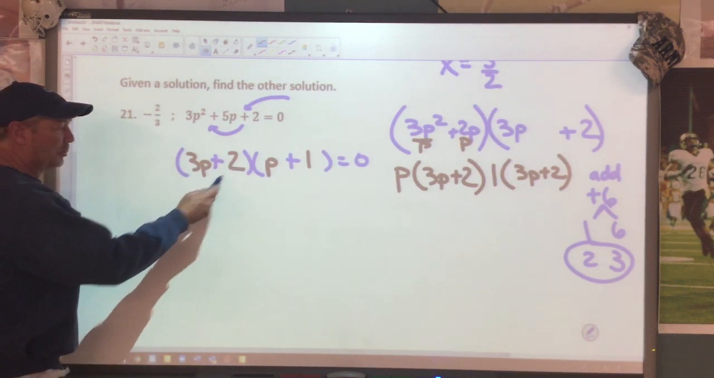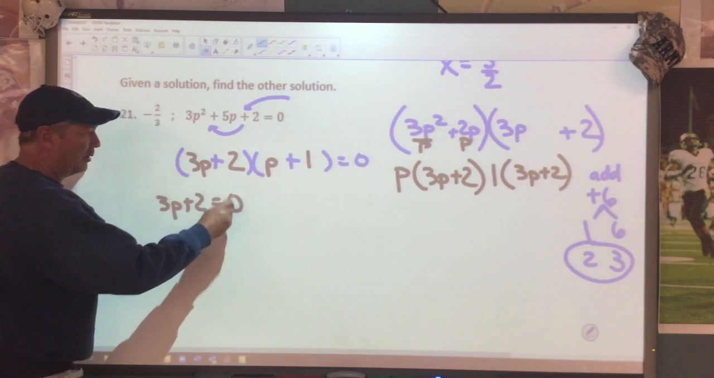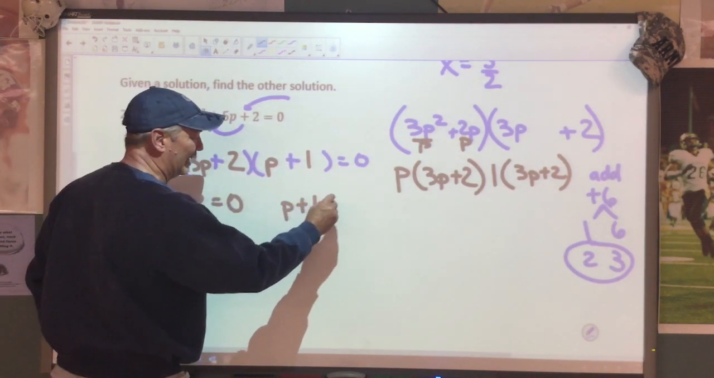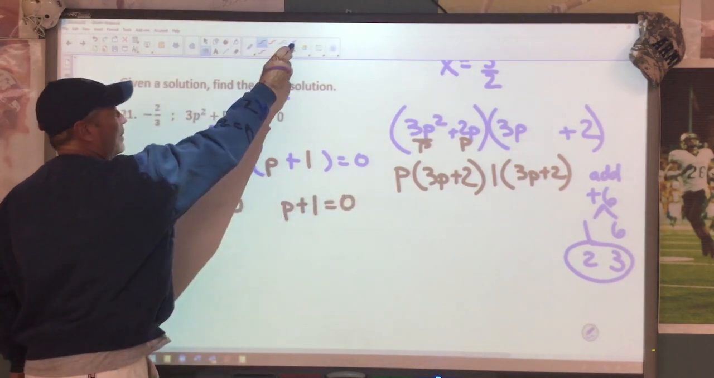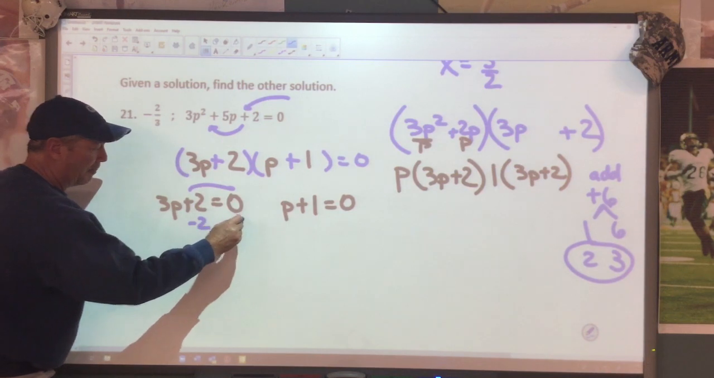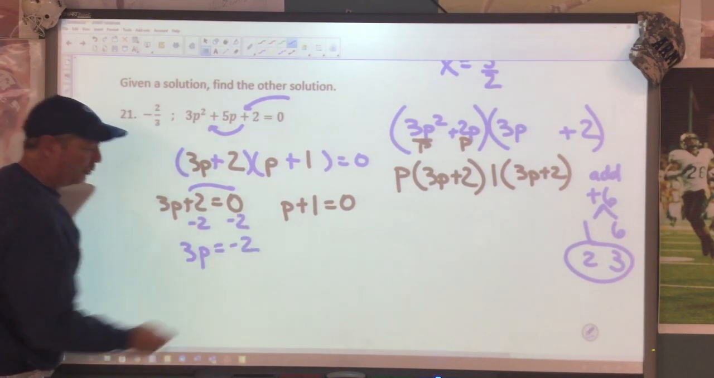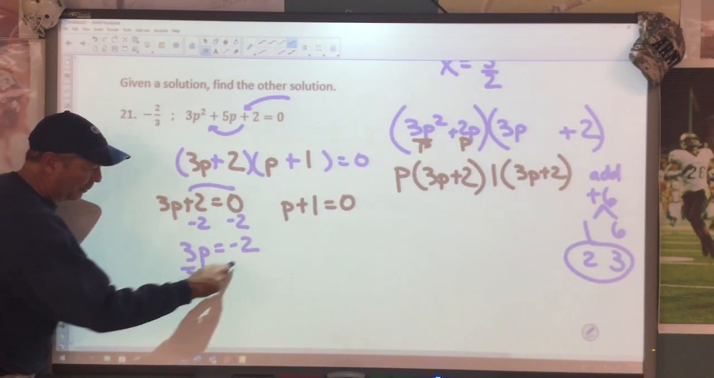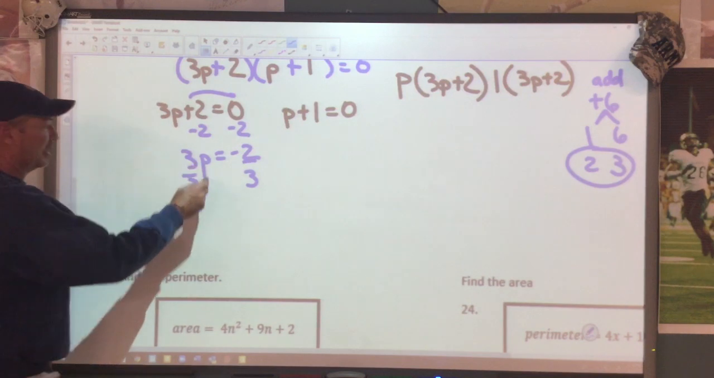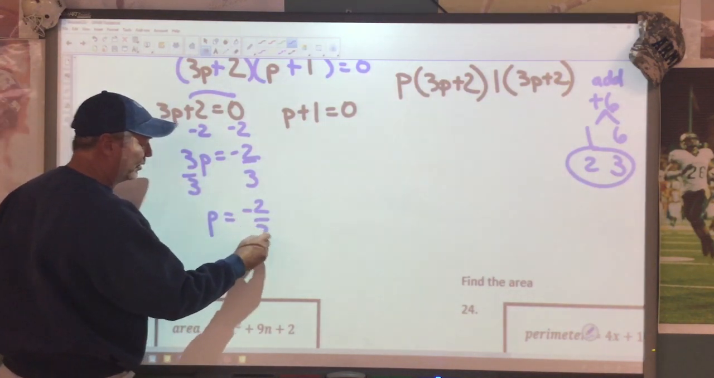This parentheses you put equal to 0: 3p plus 2 equals 0. This parentheses you put equal to 0: p plus 1 equals 0. We move the 2. Minus 2, minus 2. 3p equals a negative 2. We divide by 3, divide by 3. And this is going to give me p equals a negative 2/3.